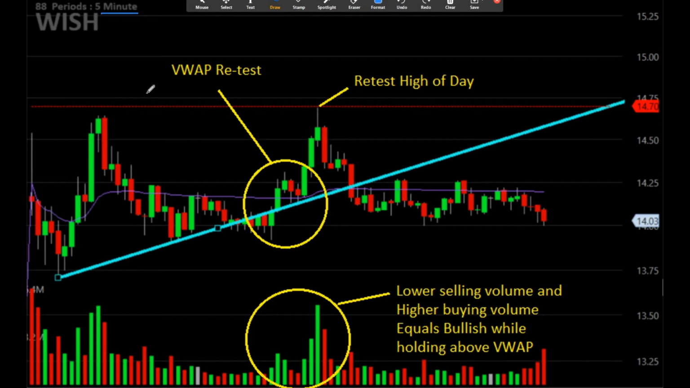On WISH here, we're looking at a VWAP setup. First off, we have a VWAP retest and a VWAP volume break. We're going to go through those, and then we're going to walk you through the rate of change confirmation that we also had using this setup. You can see first thing in the morning we had a nice run up here, and then a correction back down under the VWAP, which is the purple line.